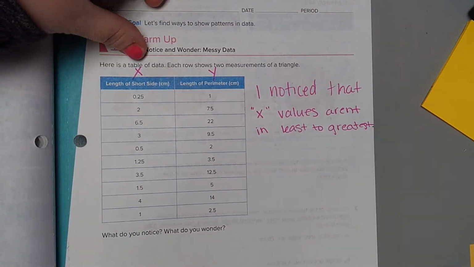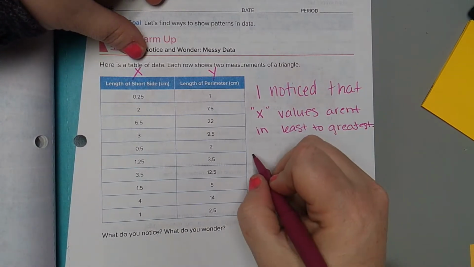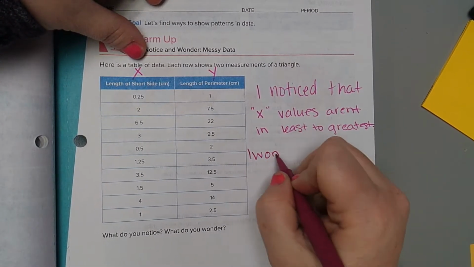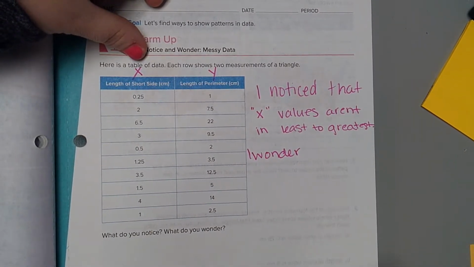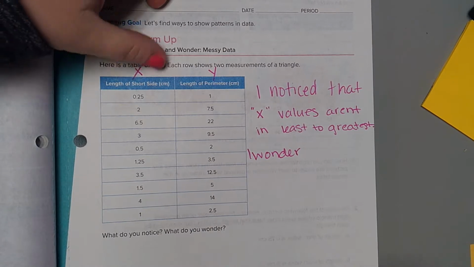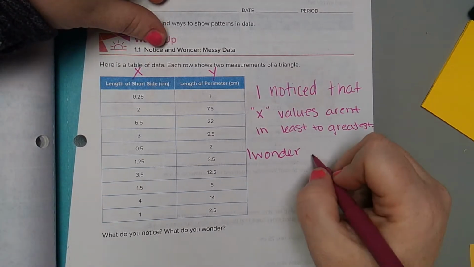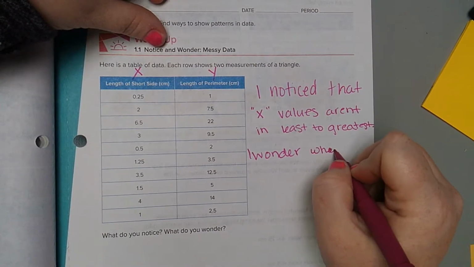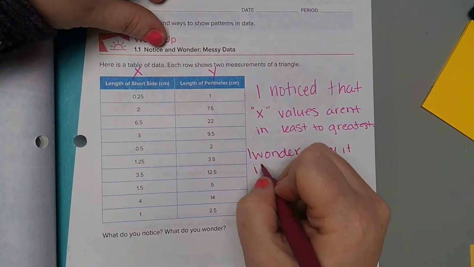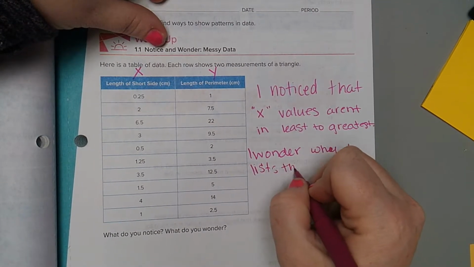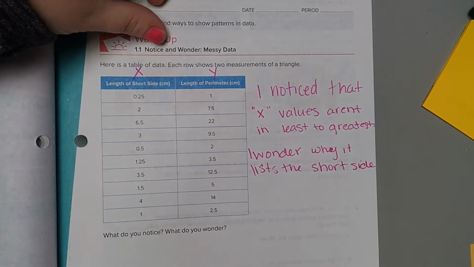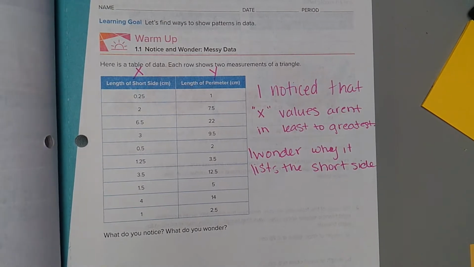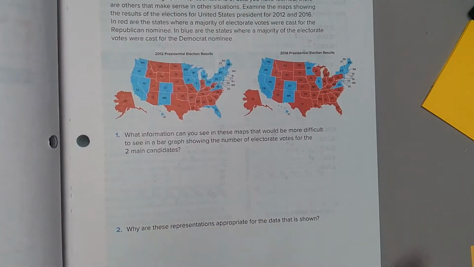I mean, it could be something else. It's your choice. I wonder, I wonder why it gives us the short side, not the long side. Really, those can be anything. What you notice, what you wonder. Remember, that is your choice. What do you notice or wonder?